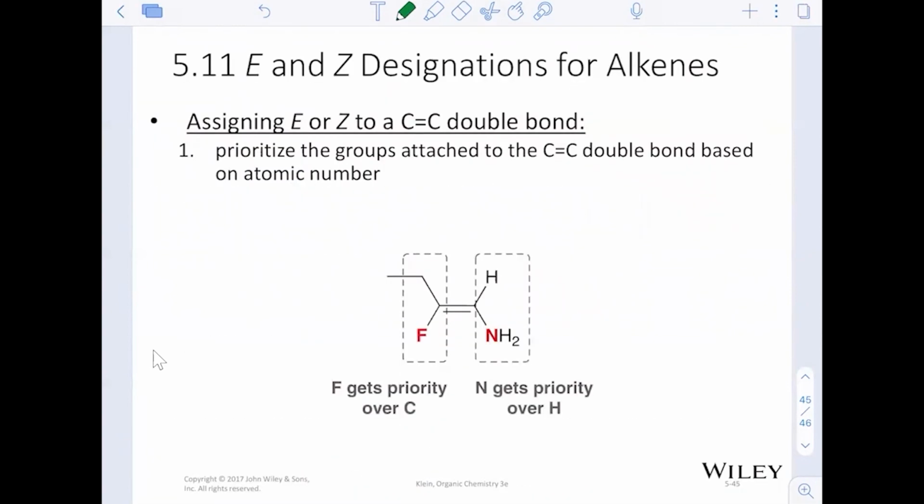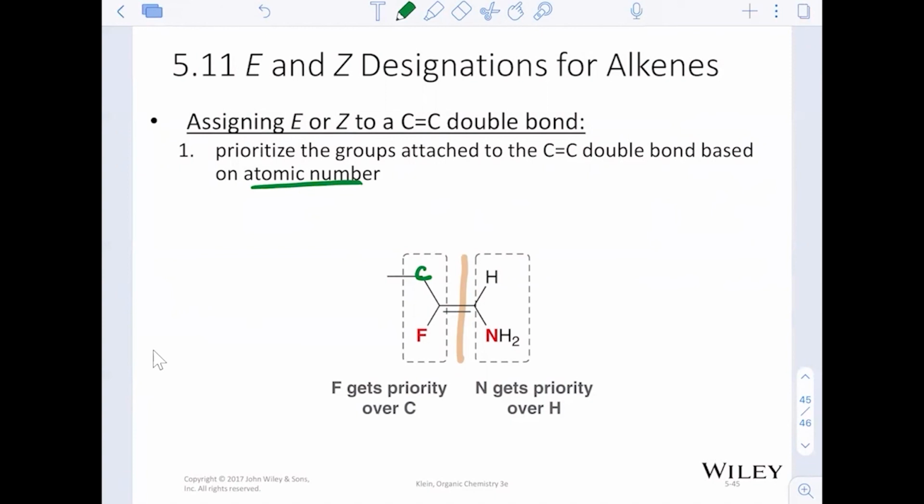Here's the process. Prioritize the groups on either side of the double bond. So smack dab, let's just draw a dividing line, and we'll say, who's higher priority? The ethyl, the carbon, let's call it carbon specifically, or fluorine. Fluorine is highlighted red there because fluorine gets priority over carbon because of atomic number. Isn't it nice when everyone works together and does the same prioritization?